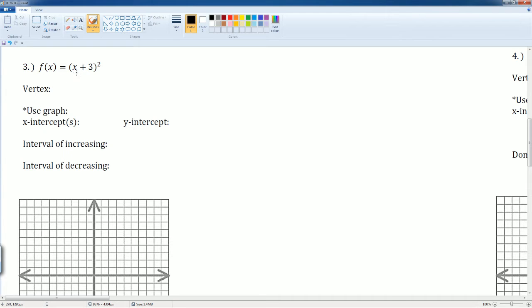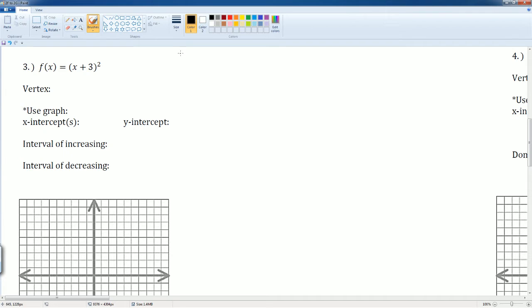Here's the function. It is x plus 3 squared. Is this in standard form or intercept form? It's actually not. It's in a very interesting form. I don't know if you recognize it. It's actually in vertex form.